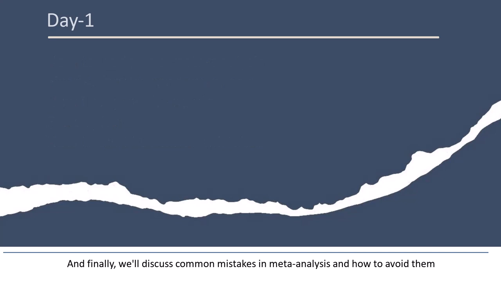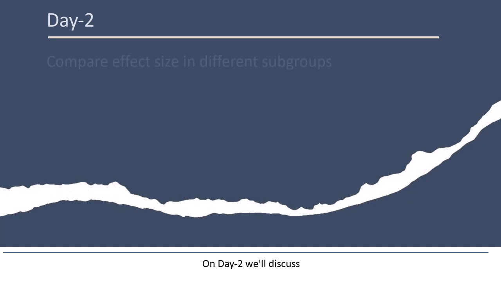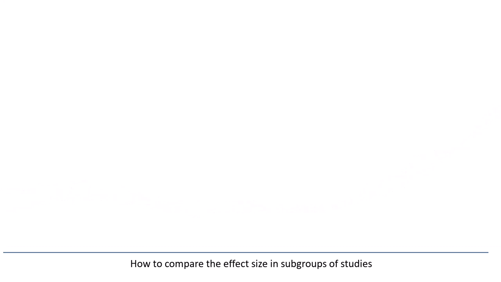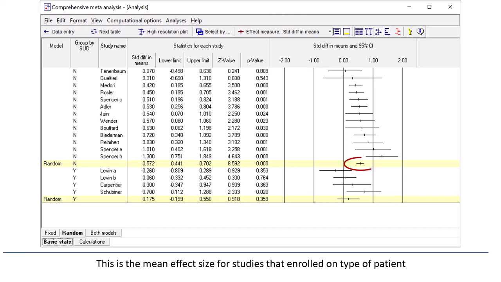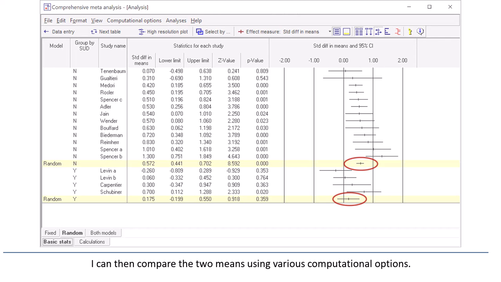On day two, we'll discuss how to compare the effect size in subgroups of studies. For example, this again is the Ritalin analysis. This is the mean effect size for studies that enrolled one type of patient, and this is the mean effect size for studies that enrolled a different type of patient. I can then compare the two means using various computational options. And we'll discuss what conclusions we can draw from this comparison.